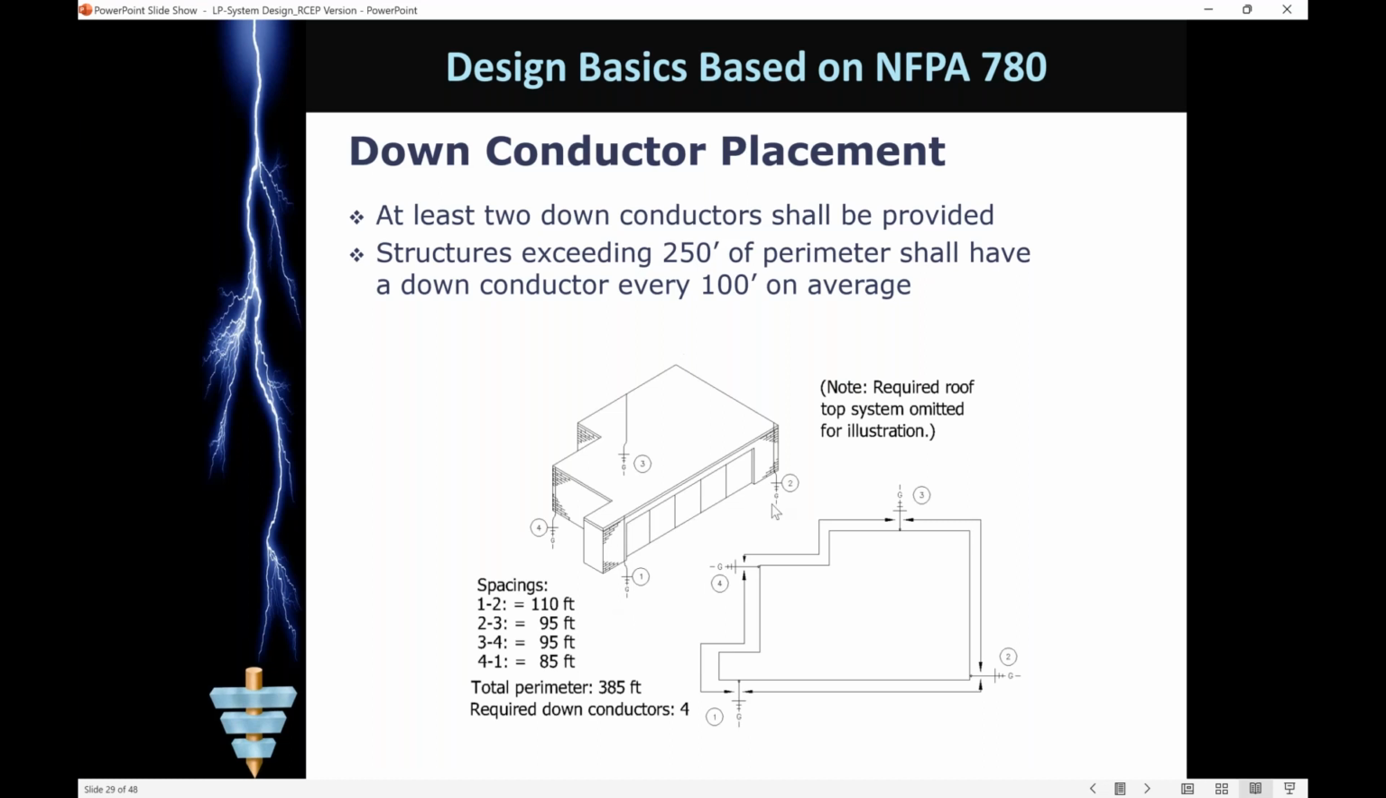And down here, they kind of give an example. They show where these down conductors are placed in 4 different places. The distance between 1 and 2 is 110 feet, 2 and 3 is 95, and locations 3 and 4, 95. So the total perimeter is 385 feet. So in the design, 4 down conductors are needed. They're tied off to the ground electrode and then ultimately tied off to the ground system.